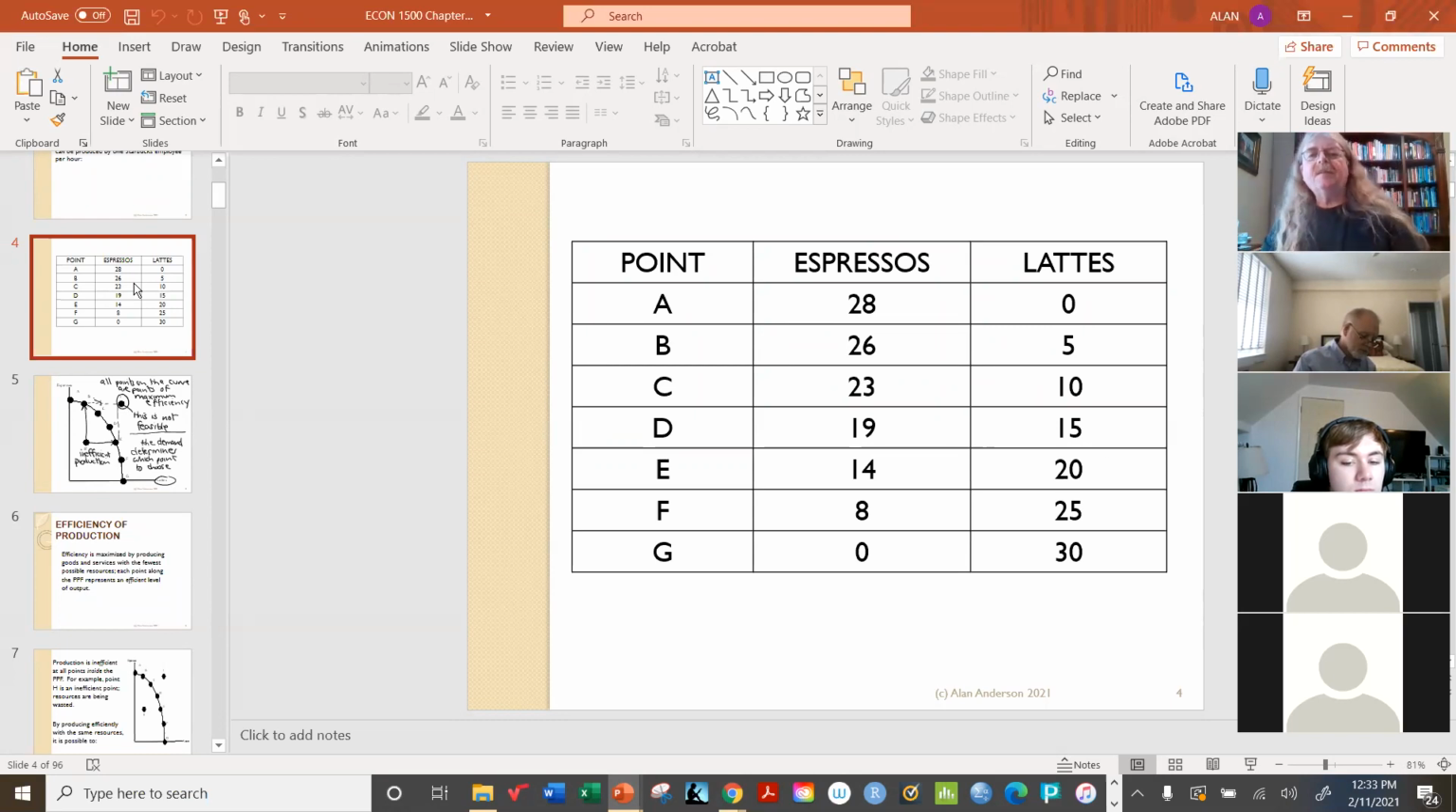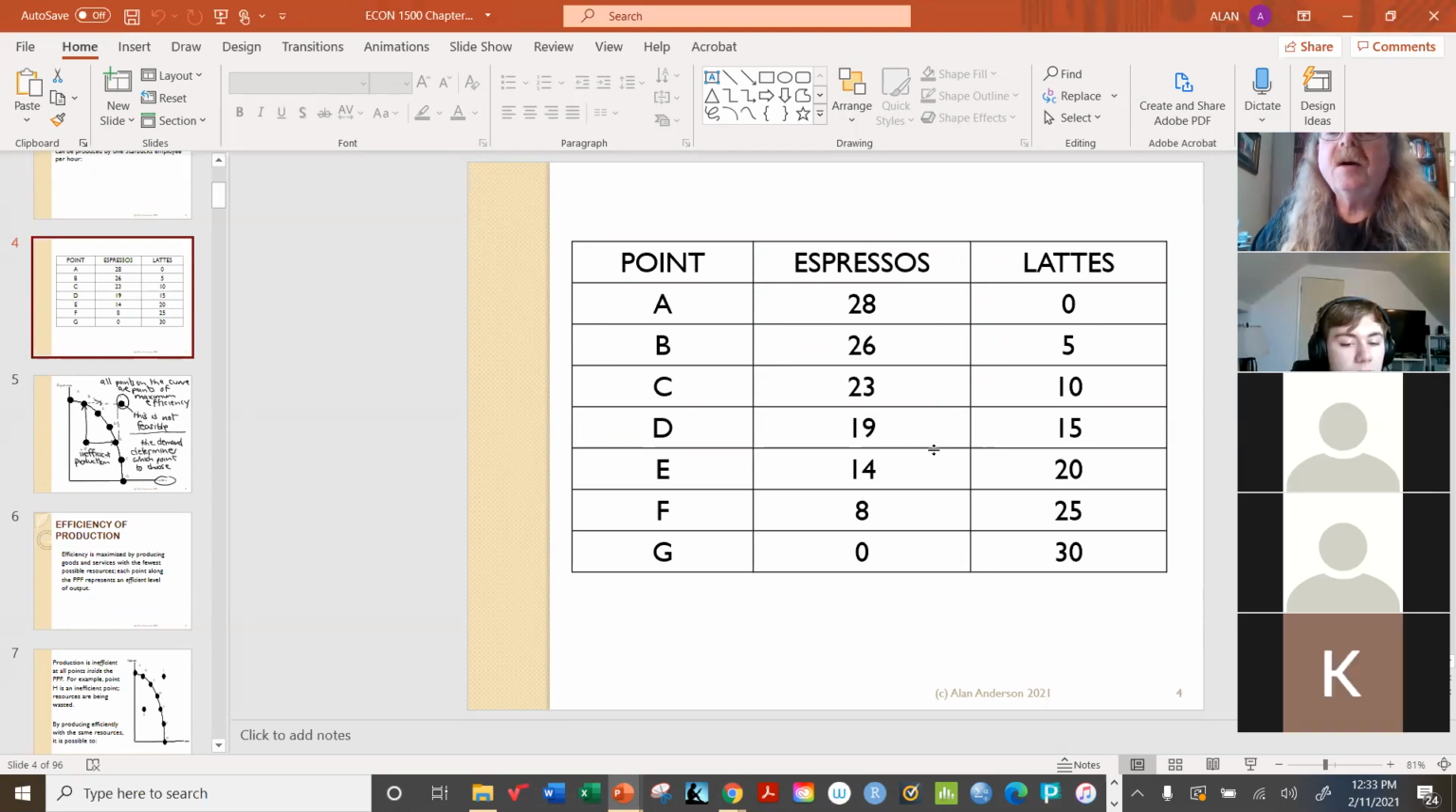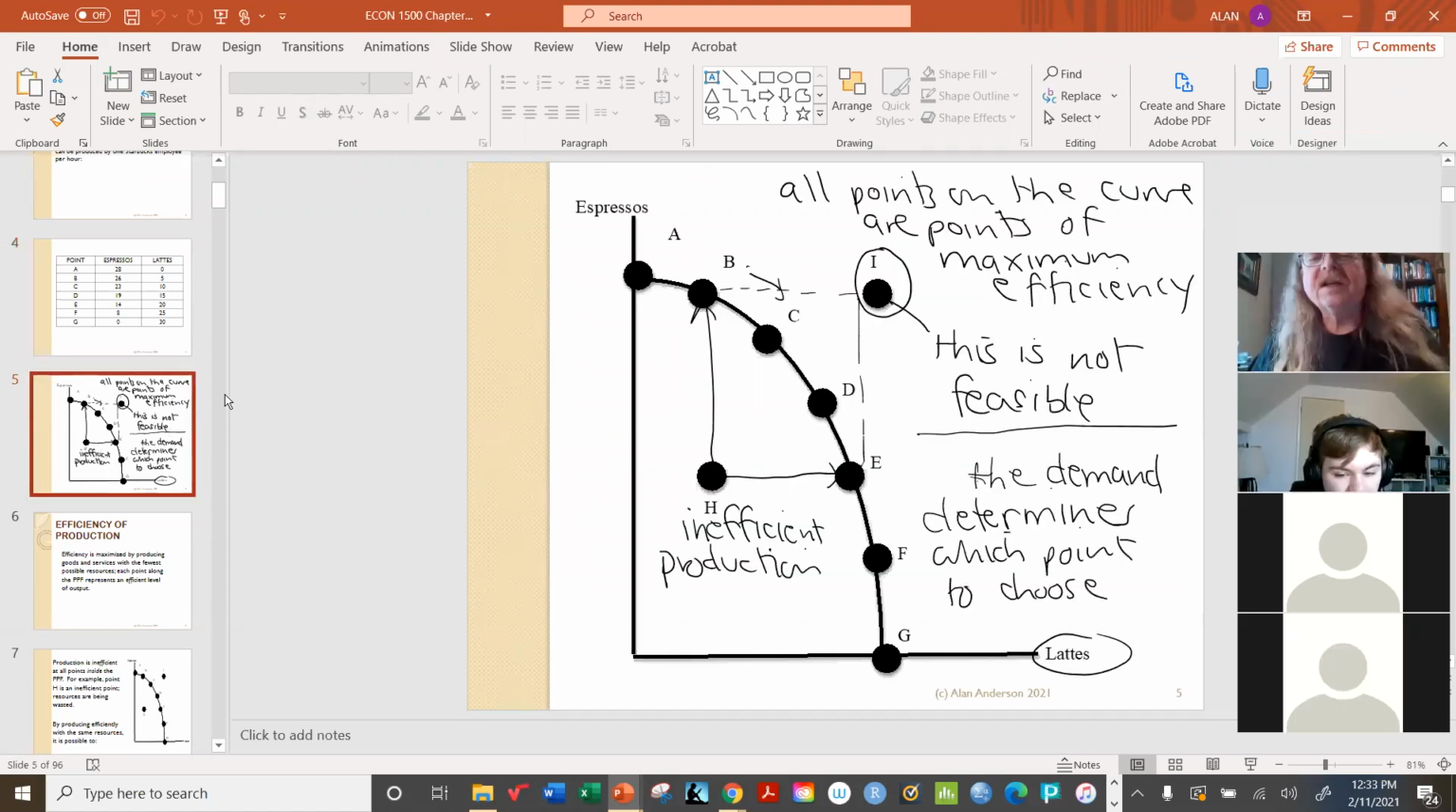So within a given time frame, it's possible for them to make 28 espressos with no lattes, or 30 lattes with no espressos, or some combination of both. Now, it's not obvious by looking at this table that the curve that reflects this, or the graph that reflects this, is actually a big curve.